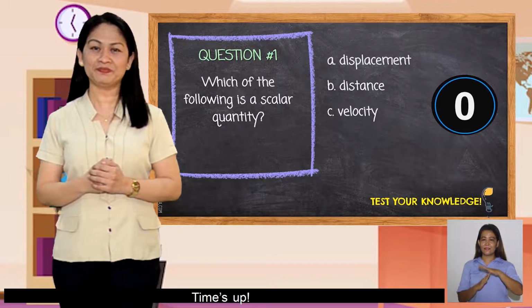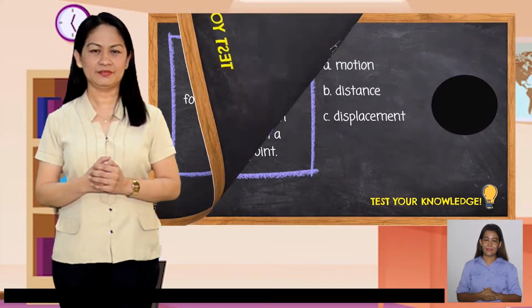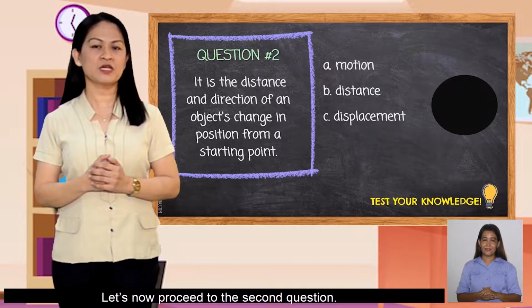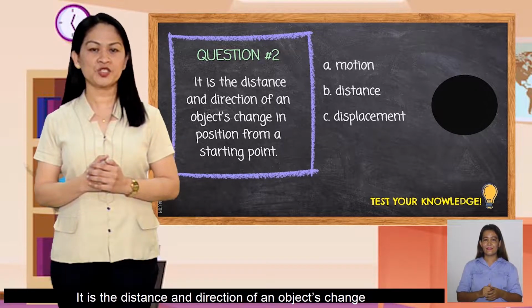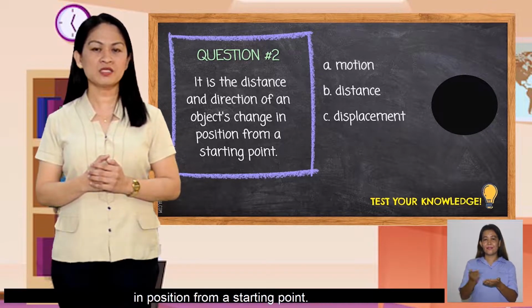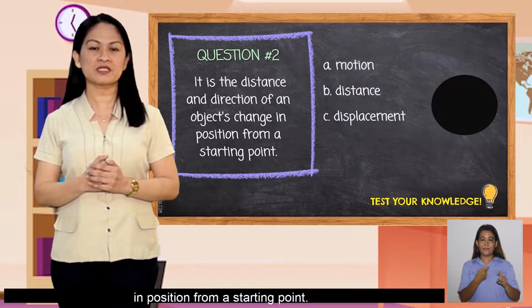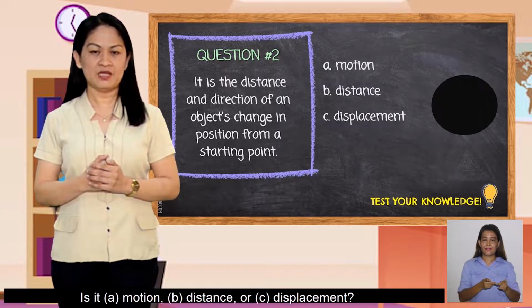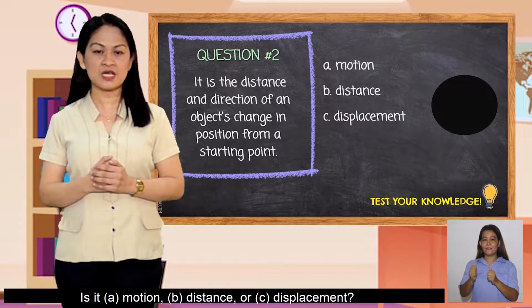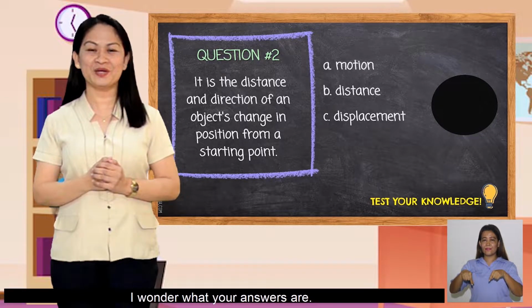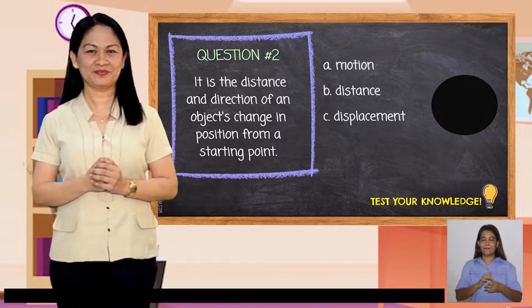Time's up. Let's now proceed to the second question. It is the distance and direction of an object's change in position from a starting point. Is it A. Motion, B. Distance, or C. Displacement? I wonder what your answers are.